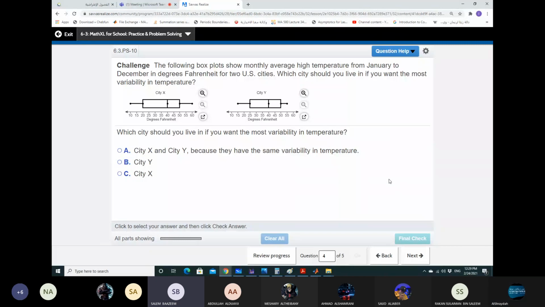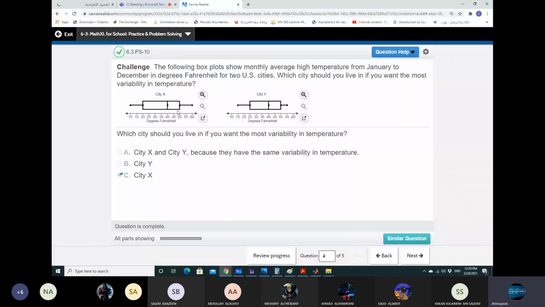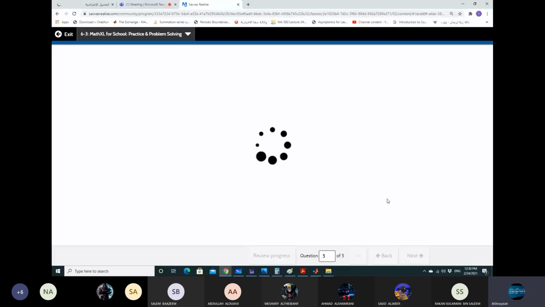In city X it ranges from 20 to 50, and in city Y it ranges from 25 to 50. So if you want the most varying temperature, you'd have to live in city X. The width of the box here in city X is greater than the width of the box here. So in city X we have more variability than city Y. Excellent. It depends on the width of the box.